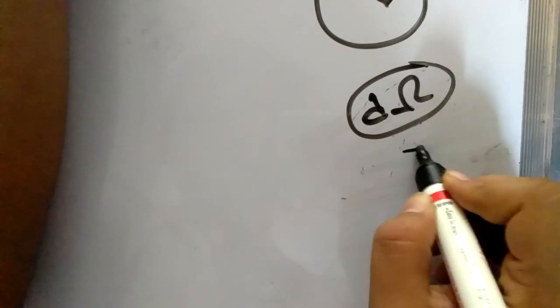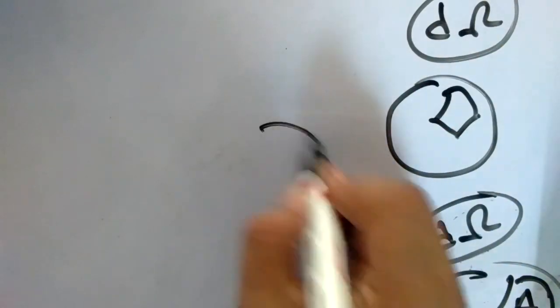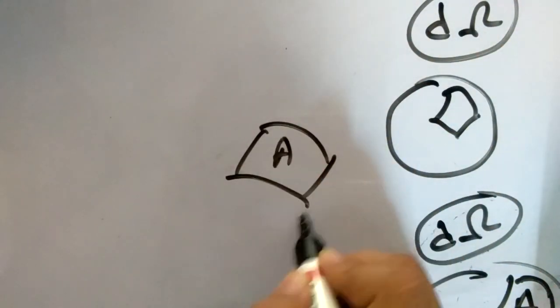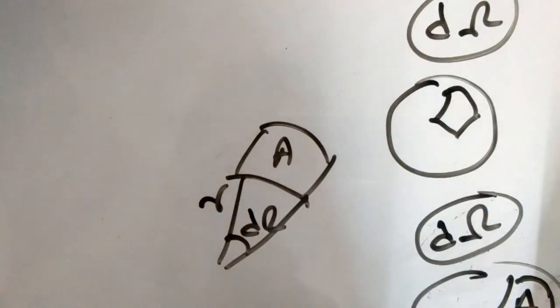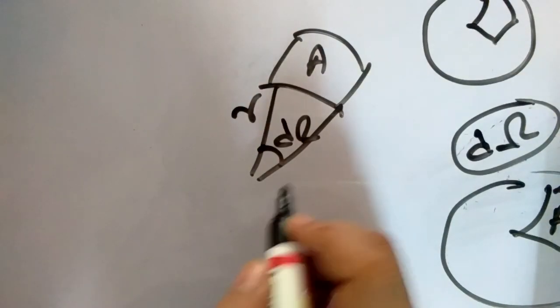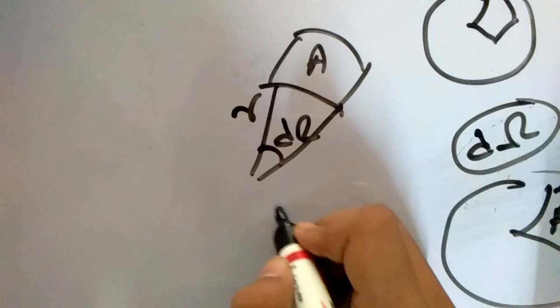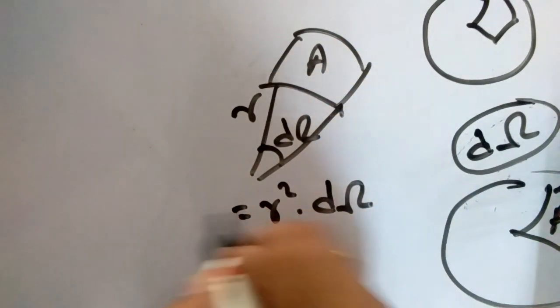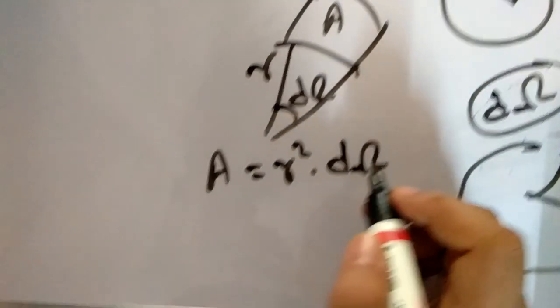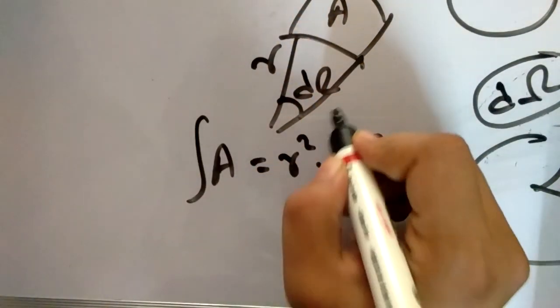Let me draw the figure again. So this is your area A, and this is the solid angle, and this is R. So the formula of solid angle is: R square into solid angle equals area. This is the formula. Now what we will do, we will integrate both sides.